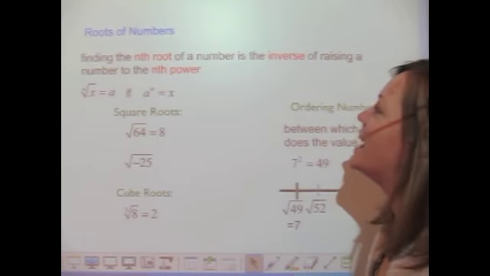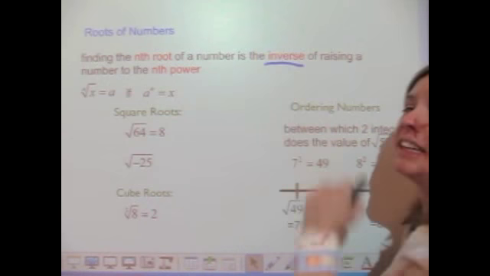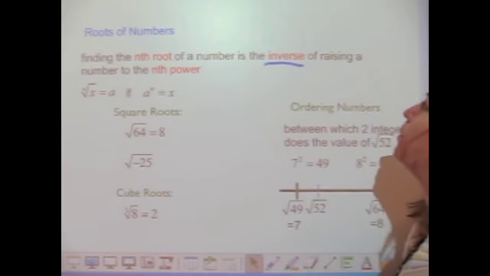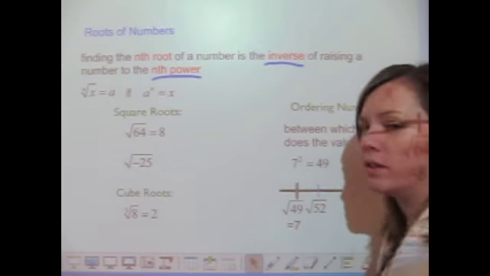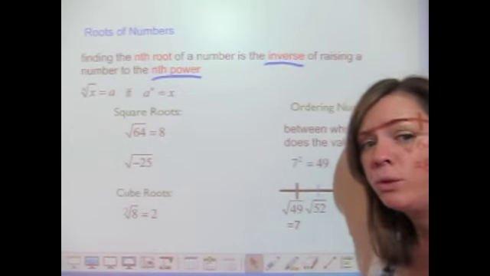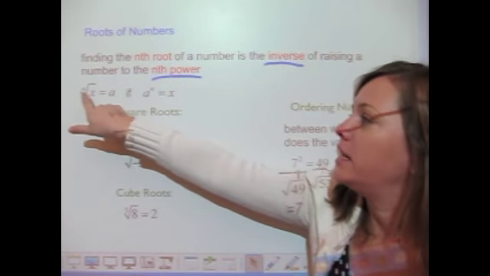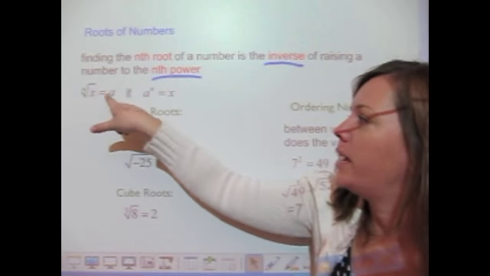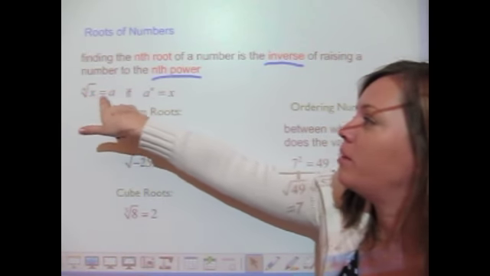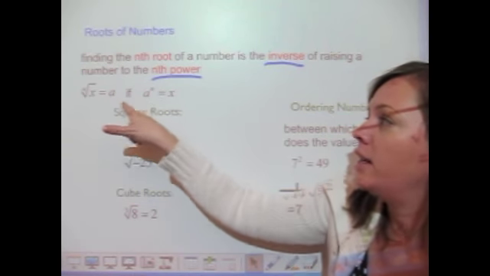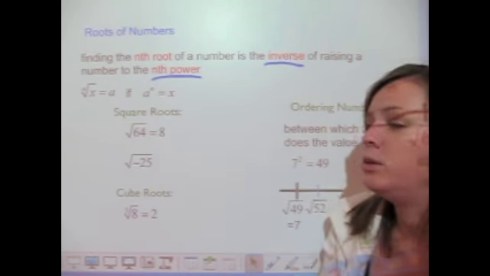Cool. Finding the nth root of a number is the inverse of the number to the nth power. So what do I mean by inverse? Roots undo exponents. So if you have something like this, where we have the nth root of x equals a, that means the nth root of x is equal to a. And that's true if a to the n power is equal to x.